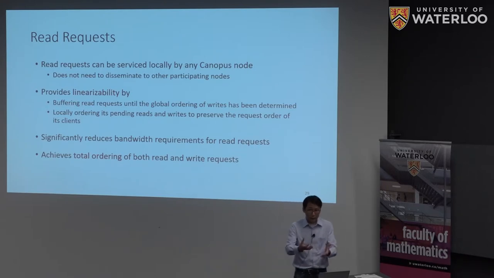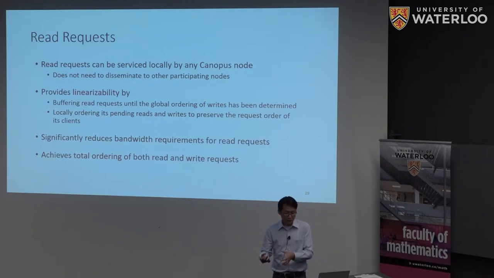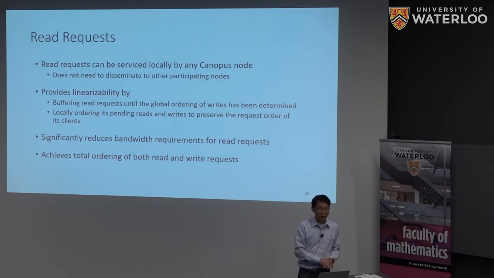And then locally, once we know the global ordering of writes, each node will order the pending read and write requests received at that node, in order to preserve the request order of the clients. This significantly reduces the bandwidth that we need in order to perform these read requests and allows us to determine a total order of the read and write requests.